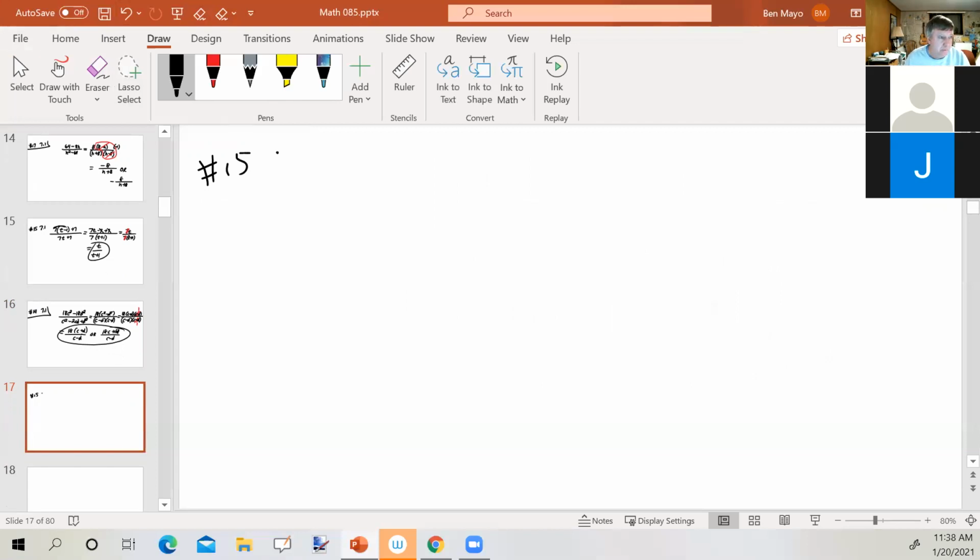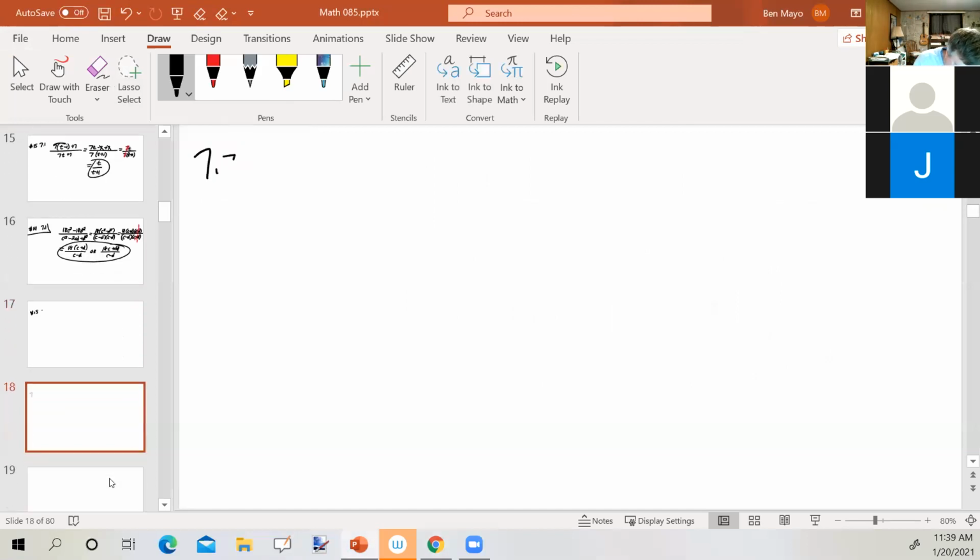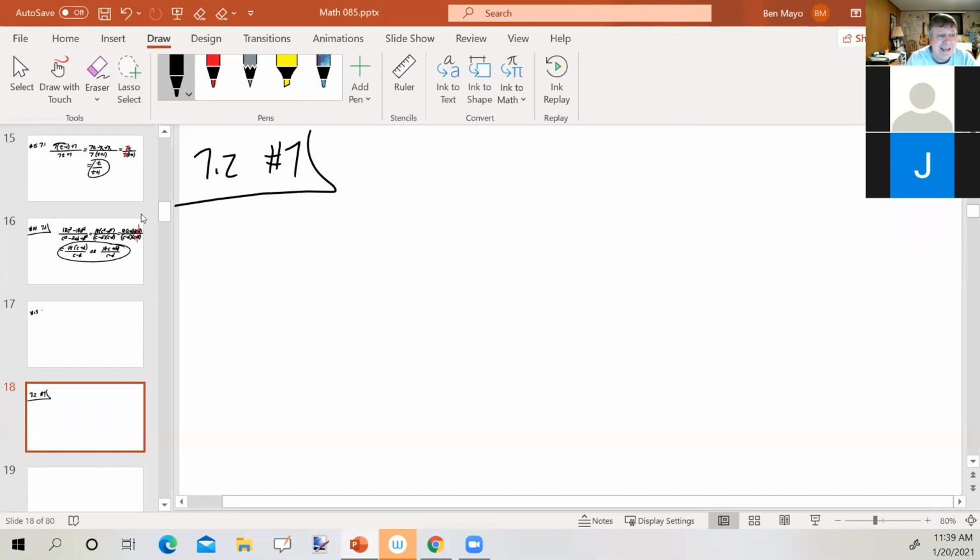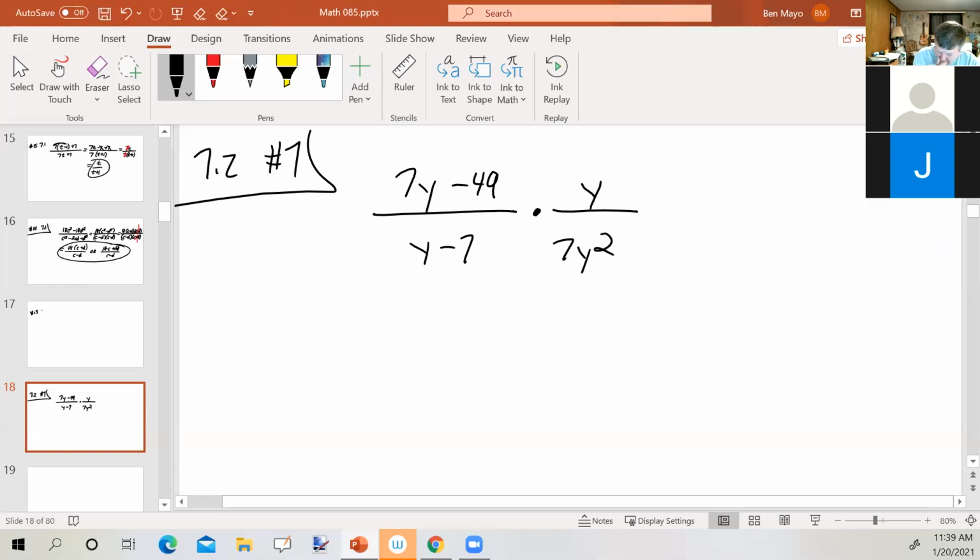Okay, let's see here. 7.2. We're going to start with number 7. Okay, so this is 7.2, number 7. It says multiply and then simplify if possible. Okay, so we've got 7y minus 49 over y minus 7 times y over 7y squared.